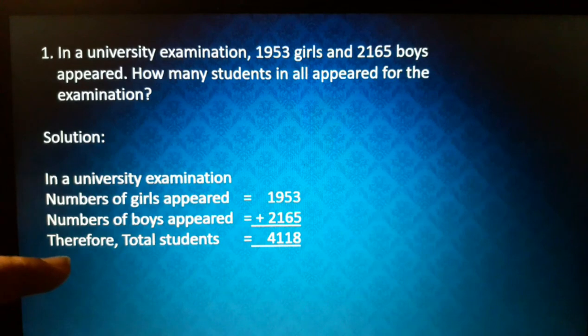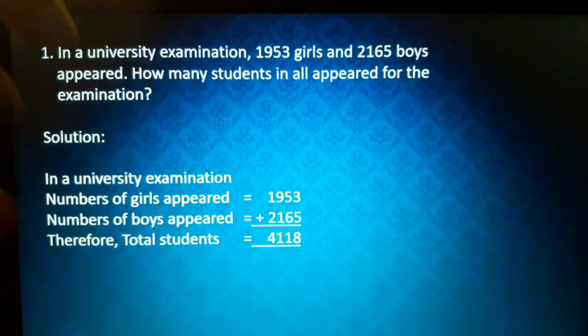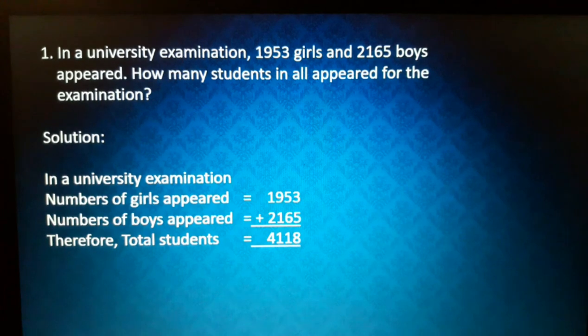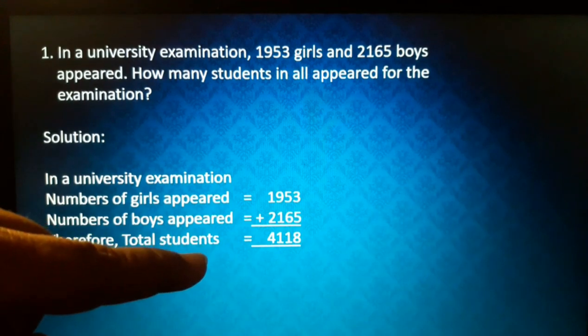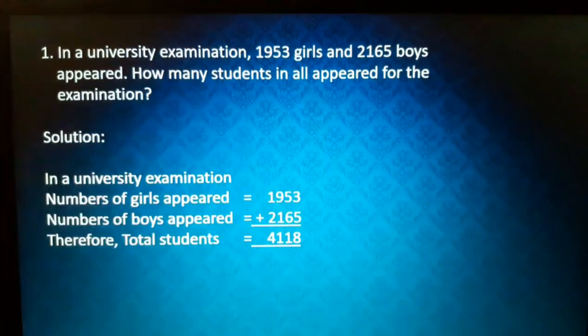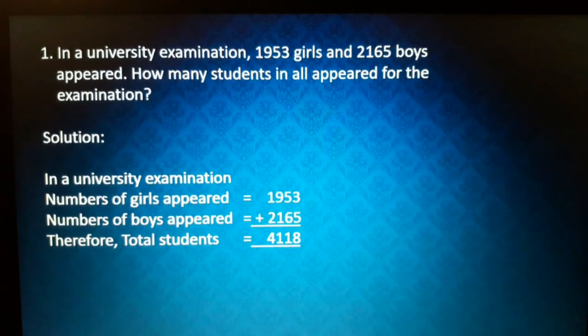But see, I have written over here: therefore total students. Why? The question wants to know how many students in all, which means the total who appeared for the exam. So therefore total students appeared, or you can write total students equal to this. When you are writing the statement, try to keep your statement as simple as possible. Don't write long sentences, don't go for sophisticated words. Just keep it simple, so that you can understand and write easily.